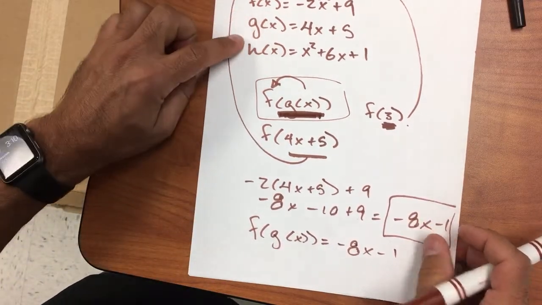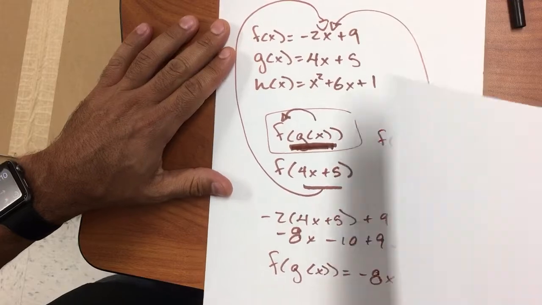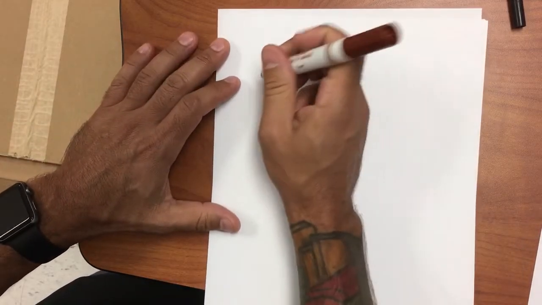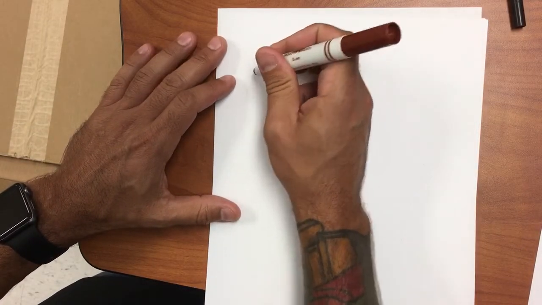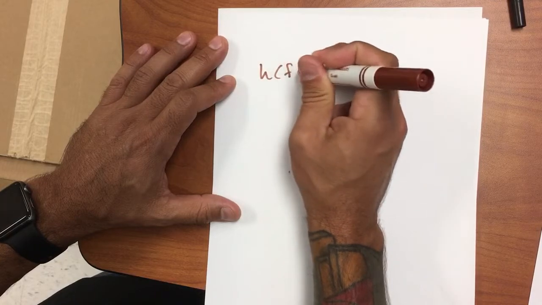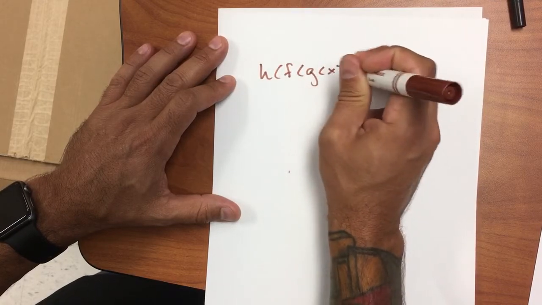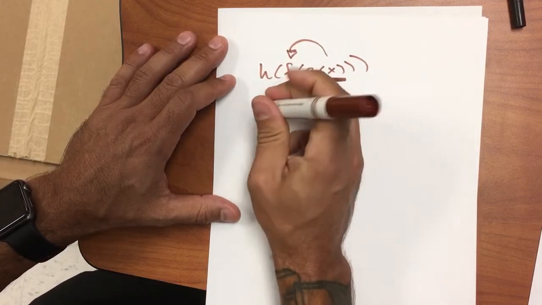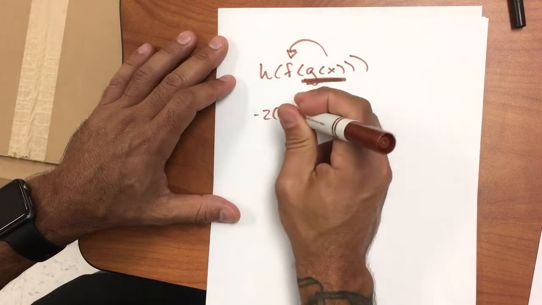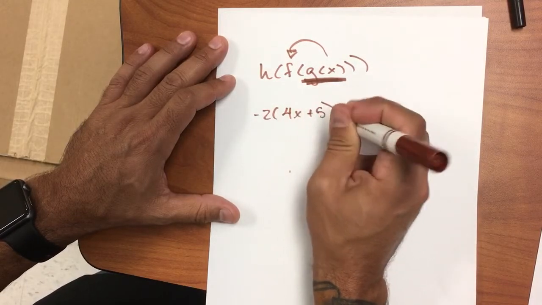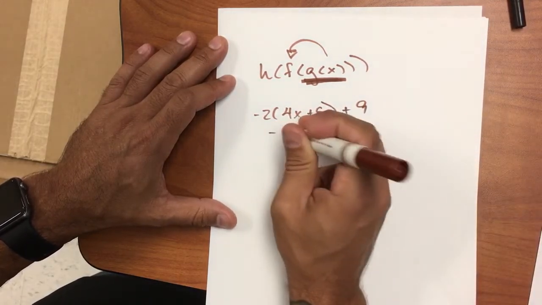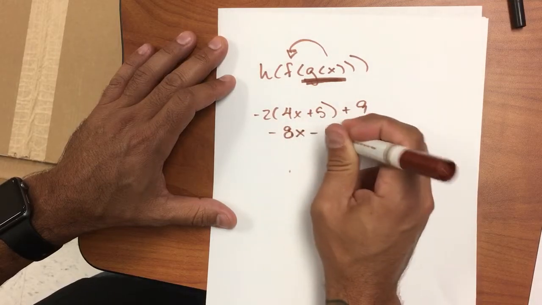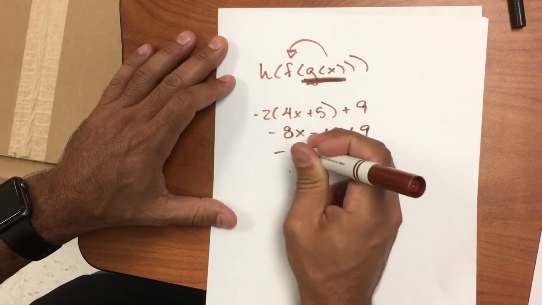So I'm going to use f, g, and h for all of my examples right now. They're just not going to fit on the same page. So hopefully you wrote those down so you know what's going on. So I'm going to say h of f of g of x. So that means that I take g and I plug it into f. So -2 times 4x plus 5 plus 9. This is also the exact same one I just did. So the solutions shouldn't surprise me for this.